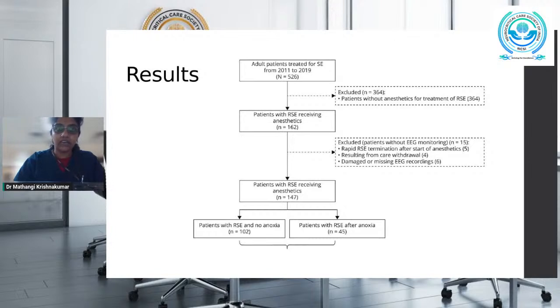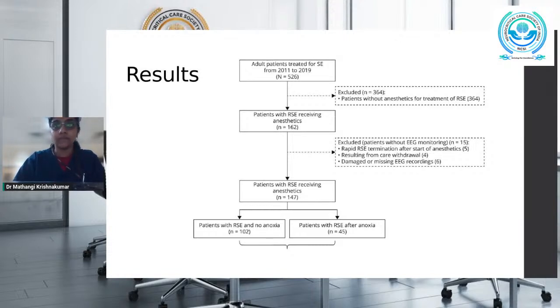If we look at the results, during the period from 2011 to 2019, there were a total of 526 patients admitted in the ICU for status epilepticus. Out of which 364 were excluded because patients were treated without anesthetics. Now we have a group of patients with refractory status epilepticus who were receiving anesthetics, that had 162 patients.